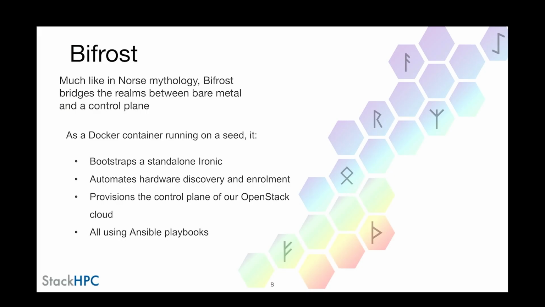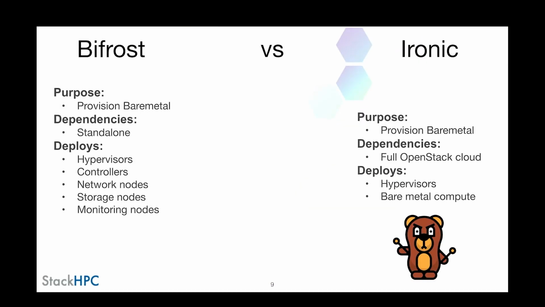But how does it actually differ from Ironic, and how does it actually solve this whole chicken and egg issue? Well, primarily, the issue is that when you want to enroll hardware on OpenStack into the cloud, you kind of have to have OpenStack already running. So how do you do that when you don't have any OpenStack running? This is where Bifrost comes in as its own standalone.